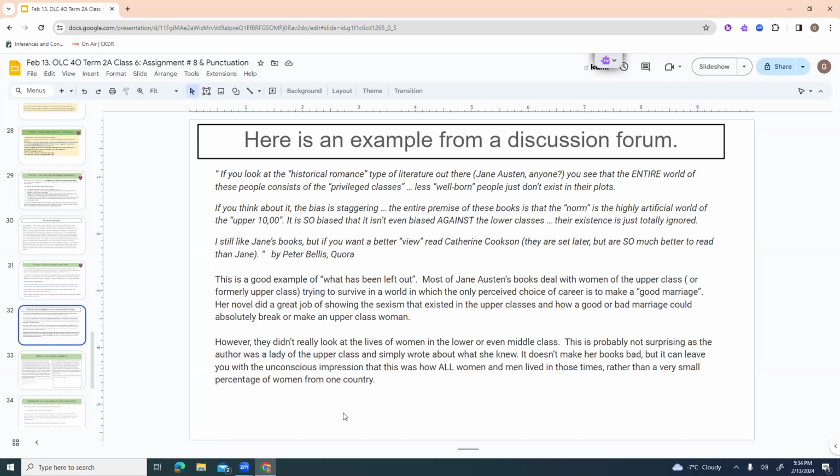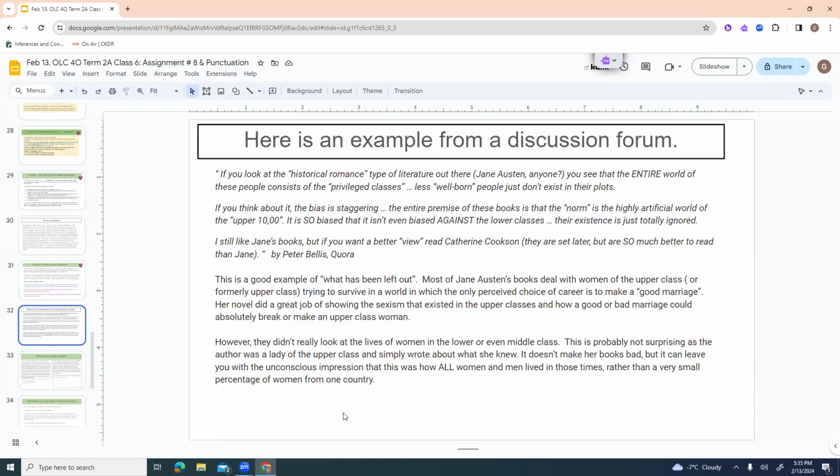The entire premise of these books is that the norm is the highly artificial world of the upper 1000. It is so biased, it isn't even biased against the lower classes. Their existence is just totally ignored. I still like Jane's books, but if you want a better view, read Catherine Cookson. They are set later, but they are so much better to read than Jane, and that's by Peter Bellis, who was talking on Quora. This is a good example of discussing what's been left out.